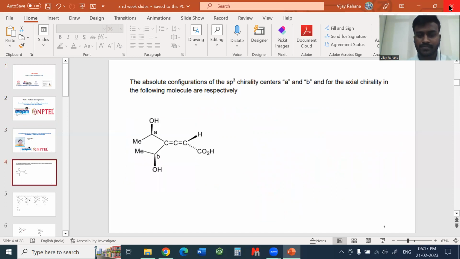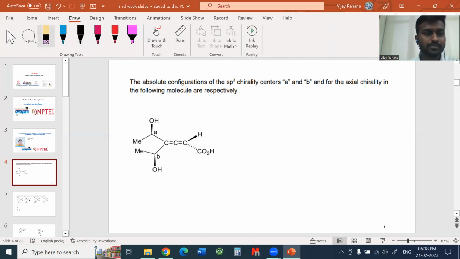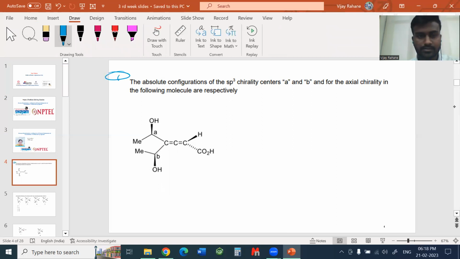So we'll start with some problems initially, and in between we'll discuss some concepts. This is a problem from the second week topics. So we'll cover some of these problems first, and then we'll go through the third week problems based on the third week topics. Right. So this one is the first question for today's discussion.